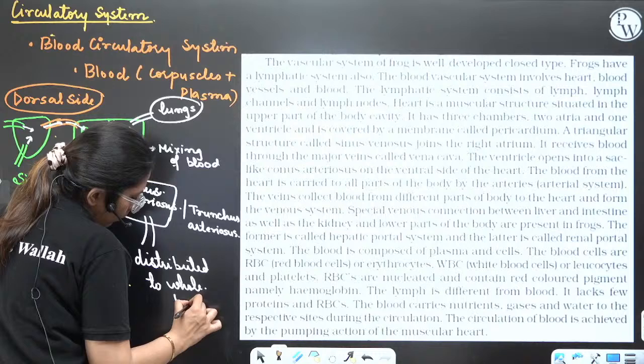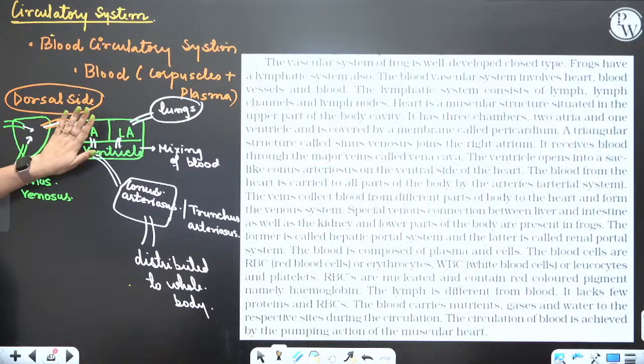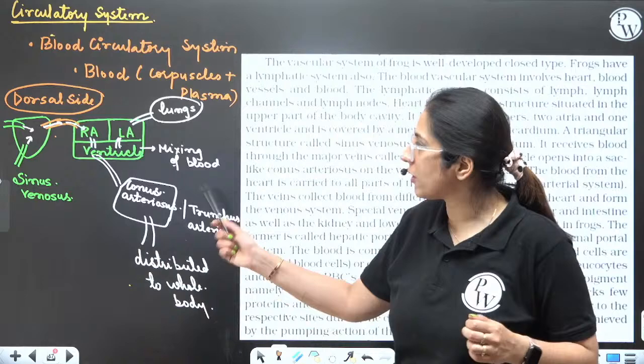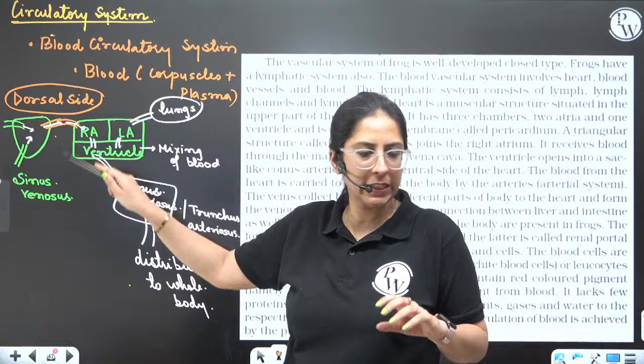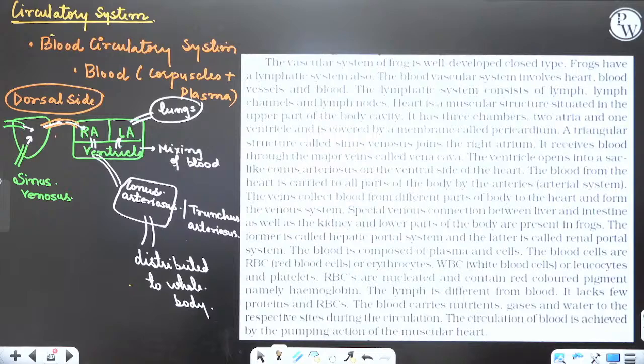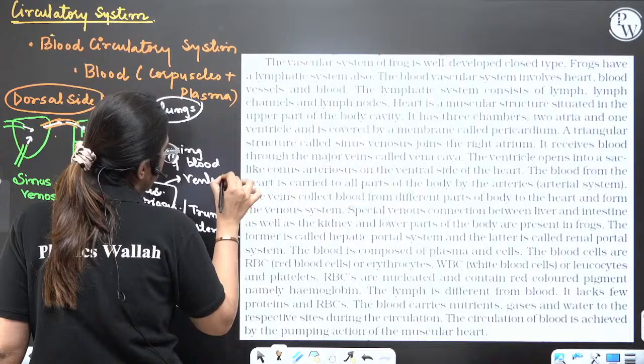So, one of the characteristic features is they are having right atria, left atria and the ventricle, three chambers. If someone asks you how many chambers are present, you should know only three chambers are present. Right atria, the left atria and one ventricle. But two extra chambers are present. This is the dorsal side of the right atria. Another one is present on the ventral side. Conus arteriosus is present on the ventral side of the ventricle. Come on, note this down.